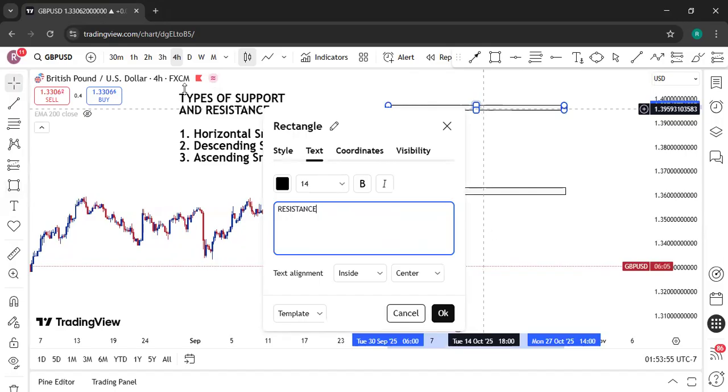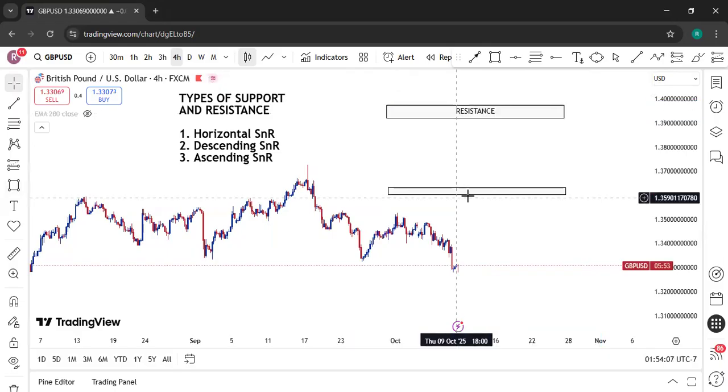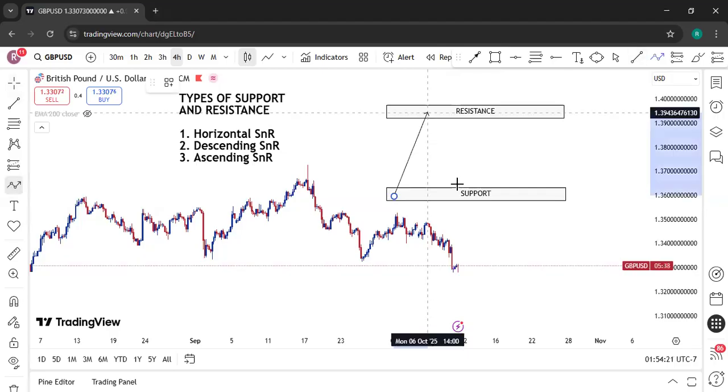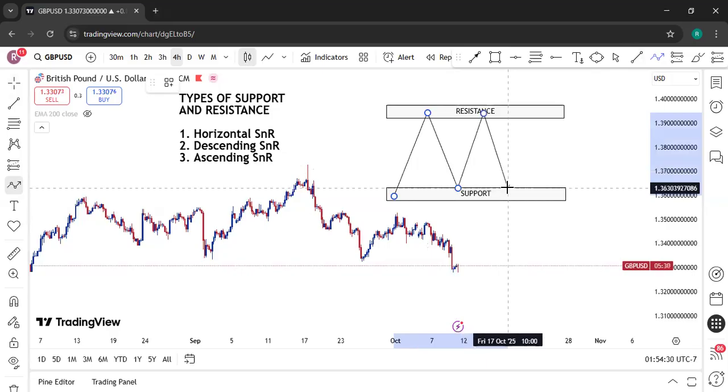So this is resistance, yeah? Let me push this a little ahead, great. While this is support, price is bouncing off this level. So this is the horizontal support. From this point here, support, price goes up to resistance. It drops back to support. It goes back to resistance. It drops back to support. So this is what we call the horizontal support and resistance. Price is moving within this range, right?